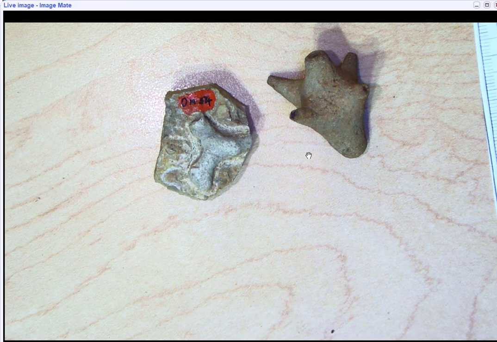All right, well, that's it for the fossils. You should be able to identify these pretty straightforward. All right, again, we'll see you next time.